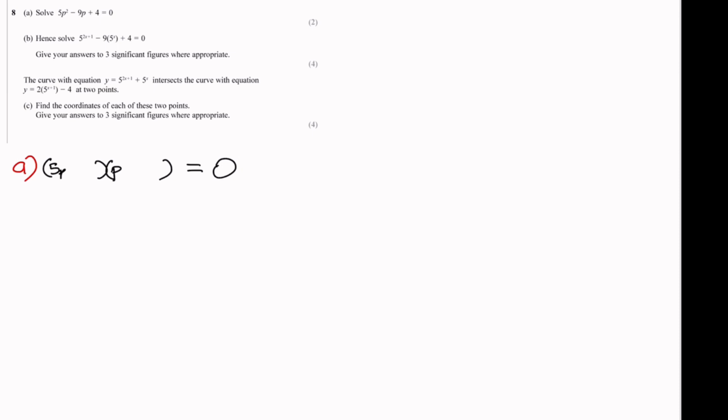It's going to be 4 times 1. Both negative. That will give me my minus 9p in the middle. So therefore p is equal to 4 over 5 and 1.